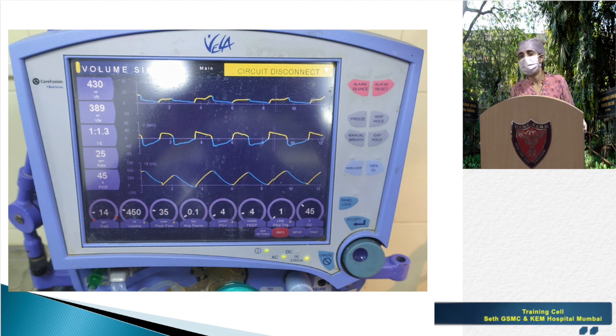Then this is your inspired tidal volume and expired tidal volume. If the expired tidal volume becomes 0, then something is really going wrong with the patient, it is disconnected or there is a kink. Then this is the IE ratio, FiO2. So this is how your screen looks, and there are 3 scalars. This going up and down is the pressure scale. This is the volume and this is the flow scale.